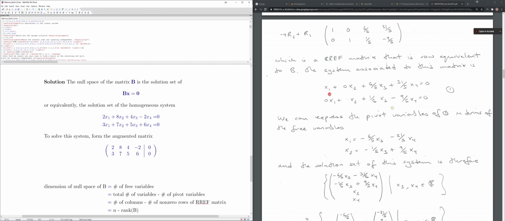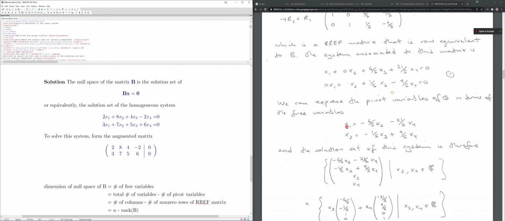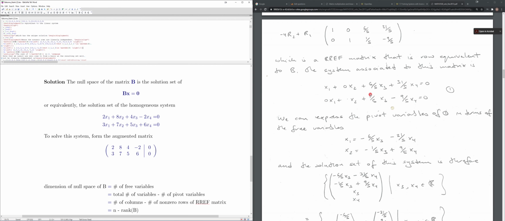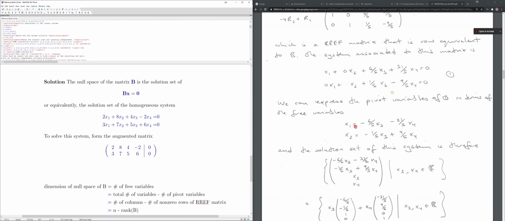In this system, once this is RREF and this is the associated system, I can express the pivot variables in terms of the free variables. All you need to do is move your free variables across to the right hand side. So that's what you do over here. And notice I have x1 in terms of free variables and x2 in terms of free variables. So what is going to be the solution set? The solution set is going to be the vectors x1, x2, x3, and x4.